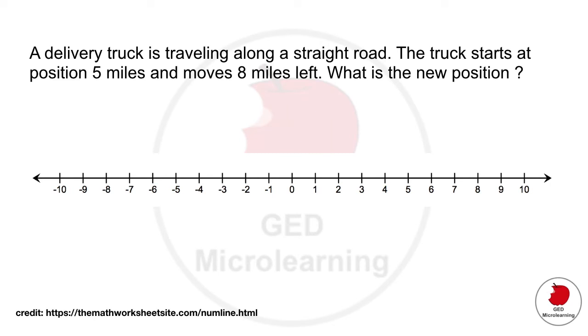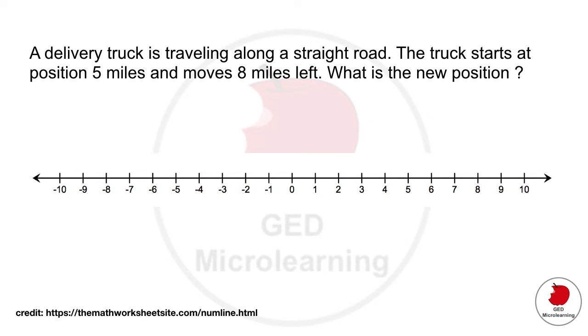Okay, so question 6 involves a number line, and I'm going to show you how to solve this problem in two ways. So it says a delivery truck is traveling along a straight road. The truck starts at position 5 miles and moves 8 miles left. What is the new position?